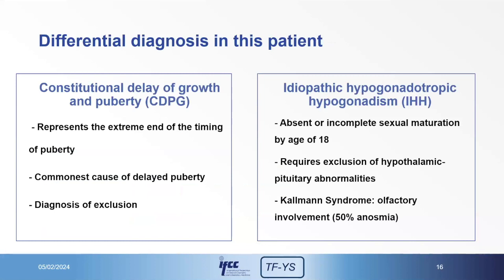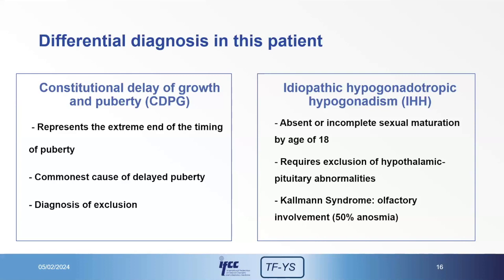So the differential in this patient, given the laboratory and imaging results, was between constitutional delay of growth and puberty, also known as CDPG, versus idiopathic hypogonadotropic hypogonadism, also known as IHH, where CDPG represents the extreme end of the timing of puberty. So your patients who are presenting at past the 2.5 standard deviations for that population. And it is the commonest cause of pubertal delay, and it's very much a diagnosis of exclusion.